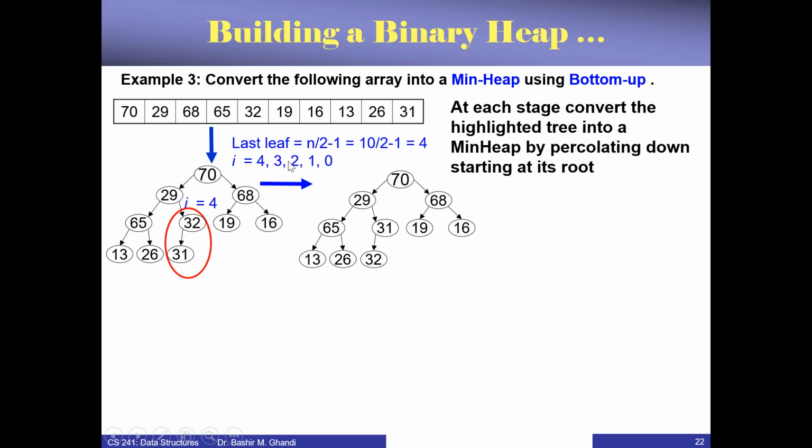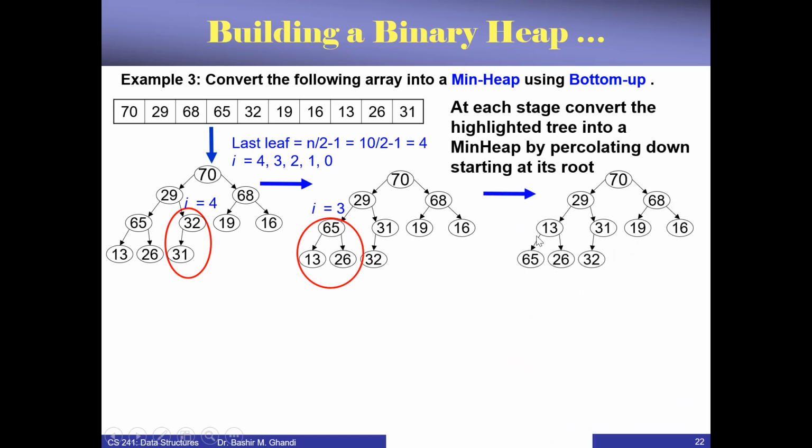Then next you consider index 3. This is index 3: 0, 1, 2, 3. So consider the whole tree rooted at 3. This is the tree rooted at 3. Again, your reference point is the root of that tree. Percolate it down. In a min heap, we swap the parent with the smaller of the two children. In this case, 13 is smaller. So 13 will go up, 65 will come down, and we are done with this small tree.